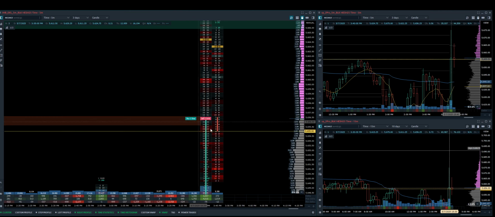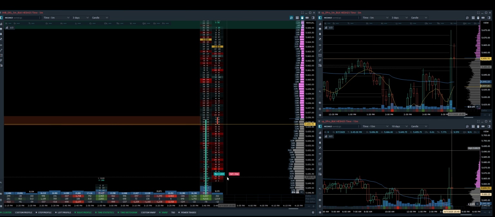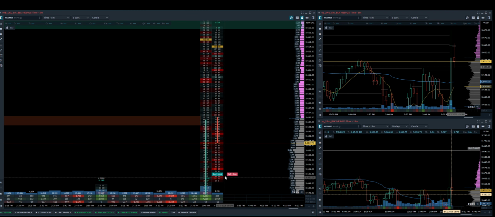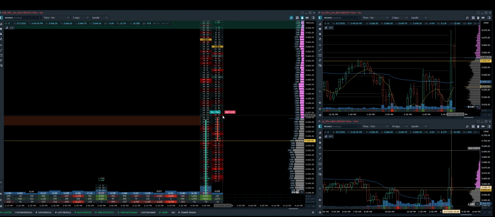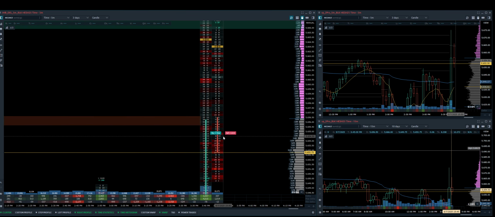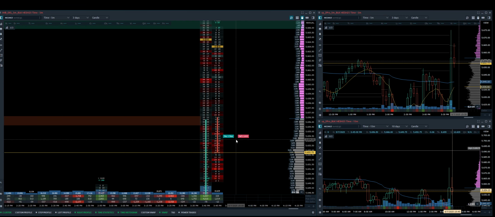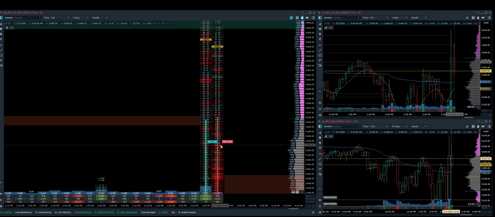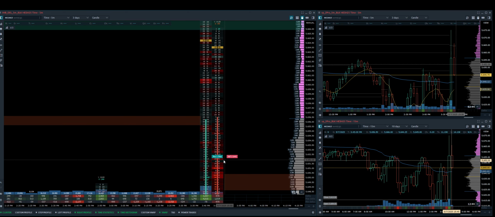This area right here. We could still go up. Just trying to build a bunch of value right inside this area. Accumulated, distributed right ahead. So we could probably come back to this again. Right here.